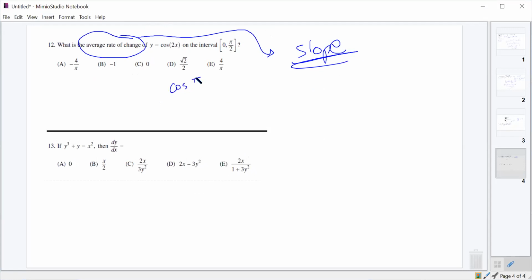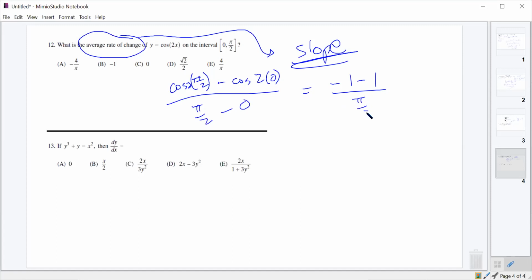So that would be cosine of 2 times pi over 2 minus cosine of 2 times 0, over pi over 2 minus 0. The cosine of 2 times pi over 2 is the cosine of pi, which is negative 1, minus the cosine of 0, which is 1, all over pi over 2. And we end up with negative 2 over pi over 2, which is negative 4 over pi. Any questions there on number 12?